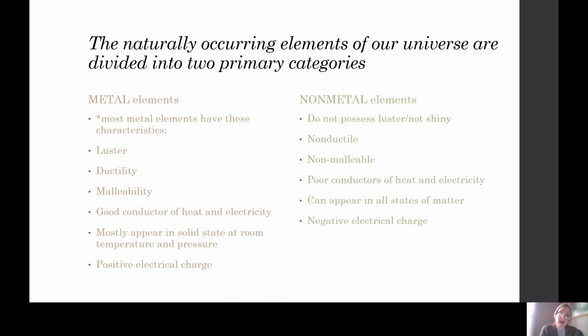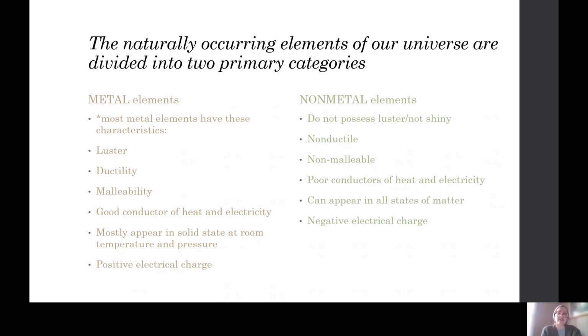Metal elements typically have these characteristics or properties, and I say typically because, as we know in science, there are always exceptions to a rule. But for the most part, metal elements have luster, which means they have a shiny surface or they have a quality of reflecting light. Metal elements also have ductility, which means that they can be formed into thin wires. So think of copper and copper wiring. Metal elements are also malleable. They have malleability, which allows the element to be formed into thin sheets.